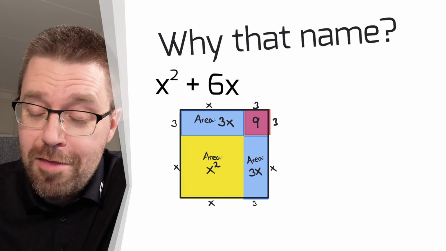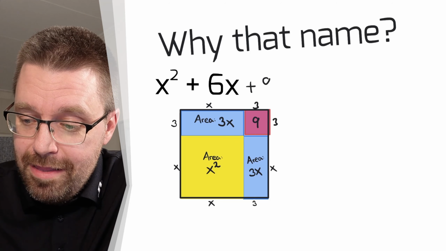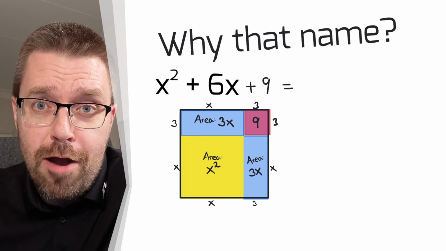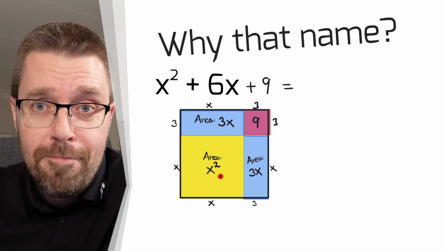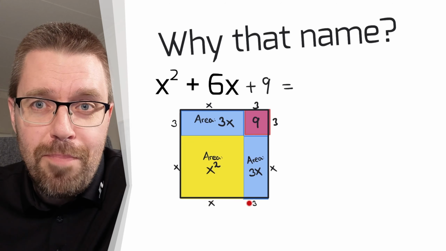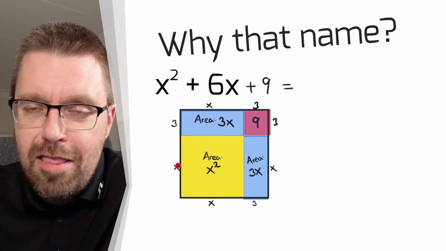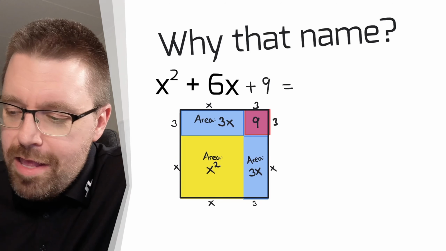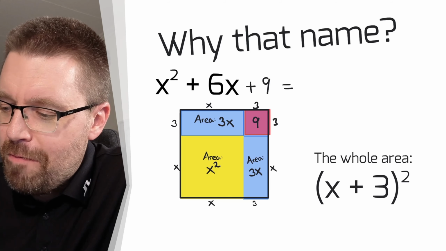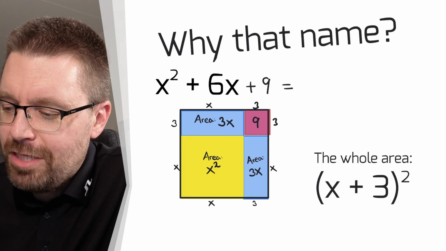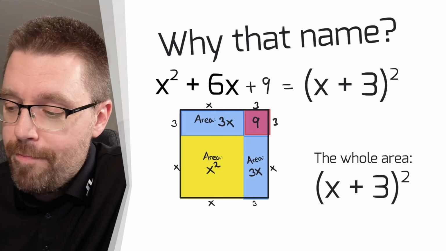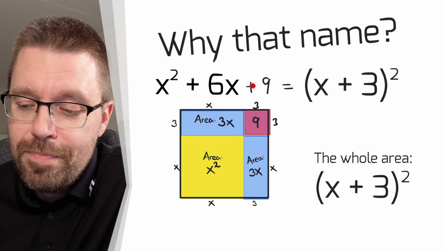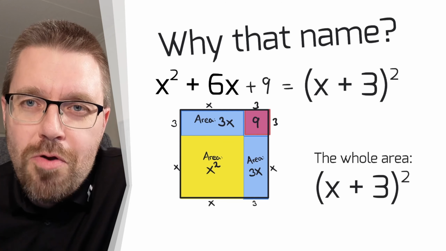So if you have an expression like this and the last term is plus 9, then it is exactly a square, because the whole square here has the side x plus 3 on this side and x plus 3 on this, and if we multiply them together, it will be x plus 3 squared, like this. So the whole expression is equal to this one. So if you add these areas separately, it will be exactly like the whole area.